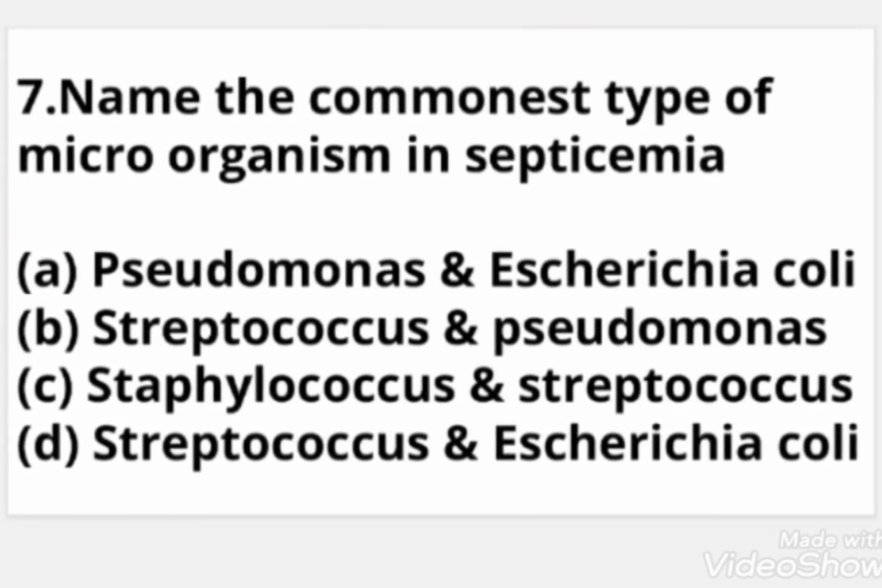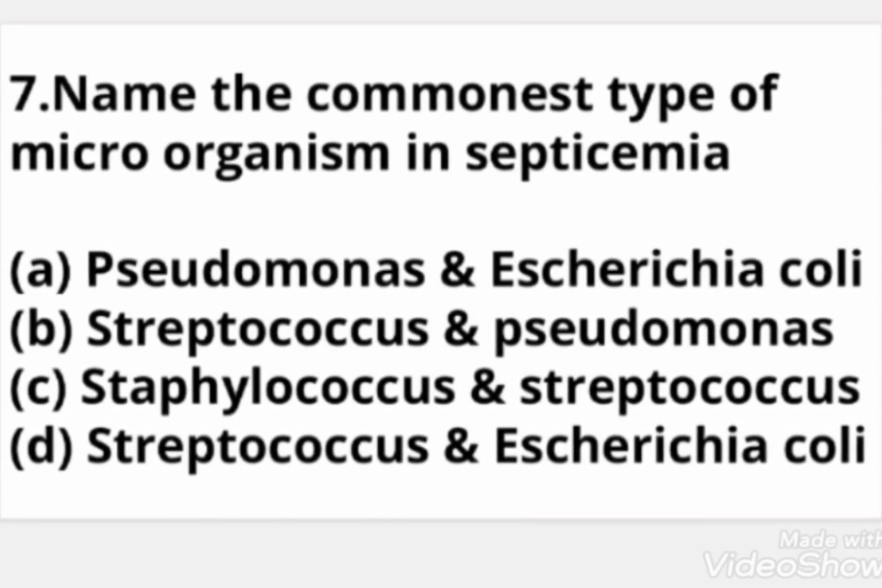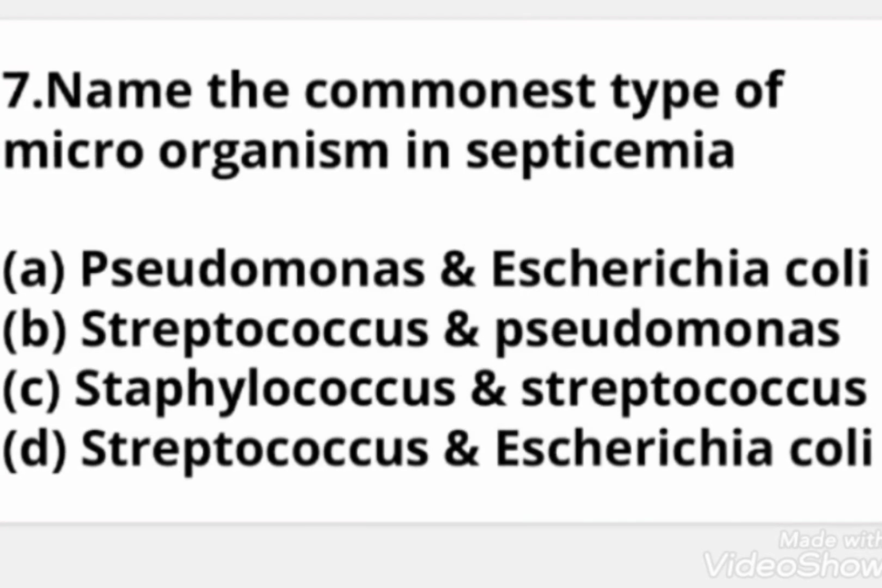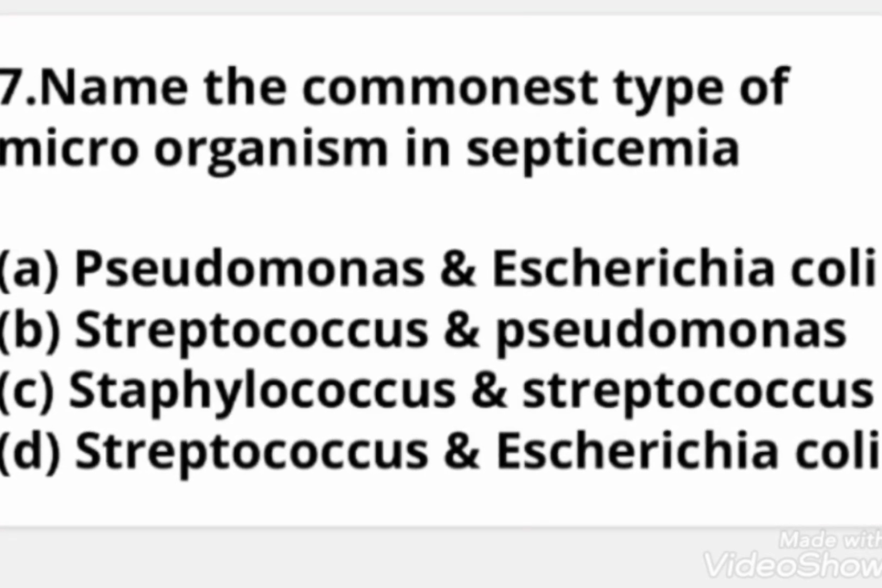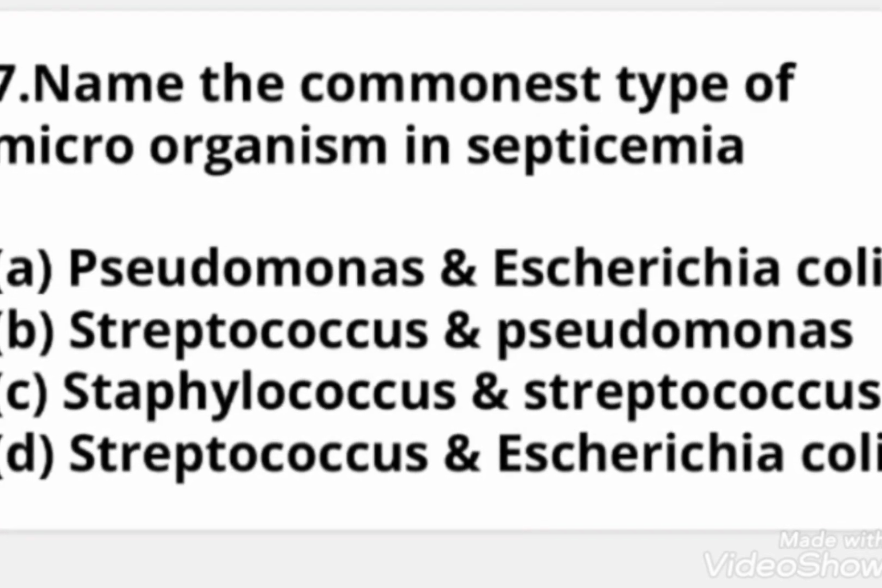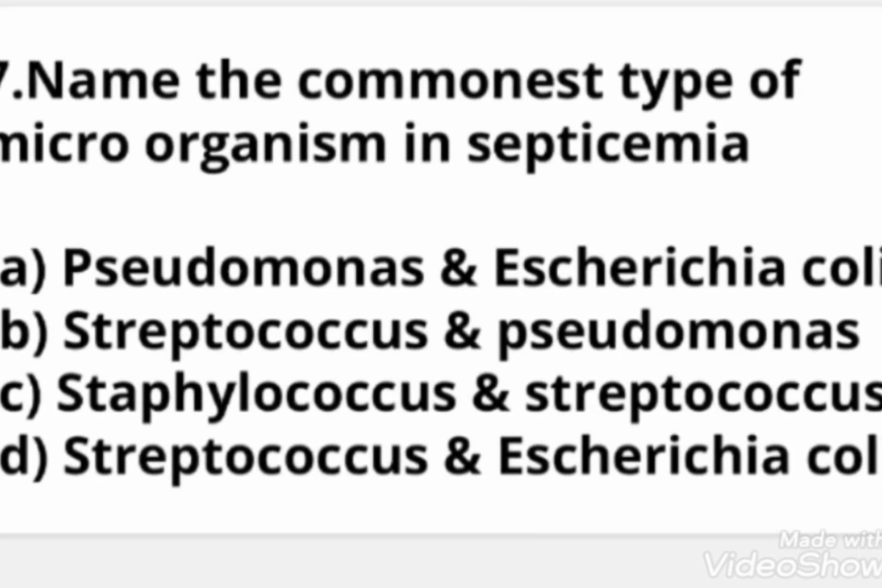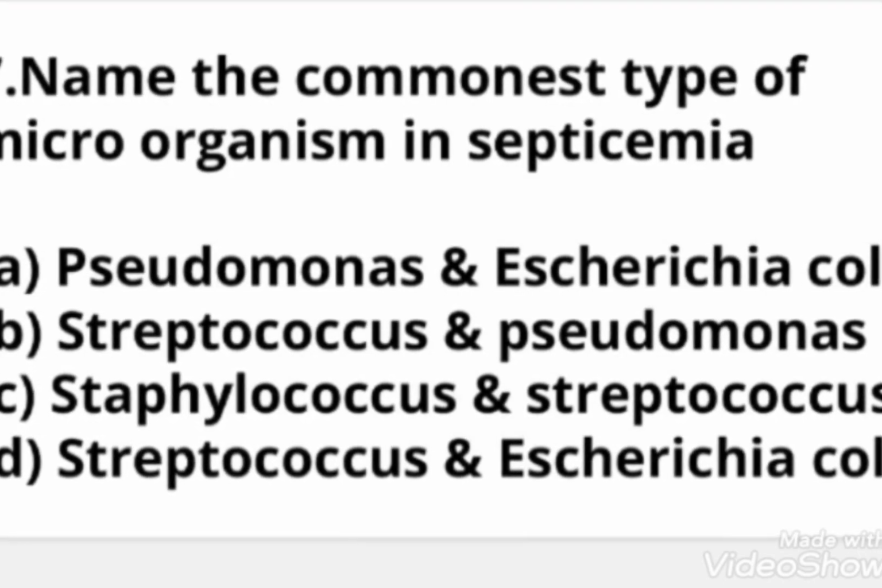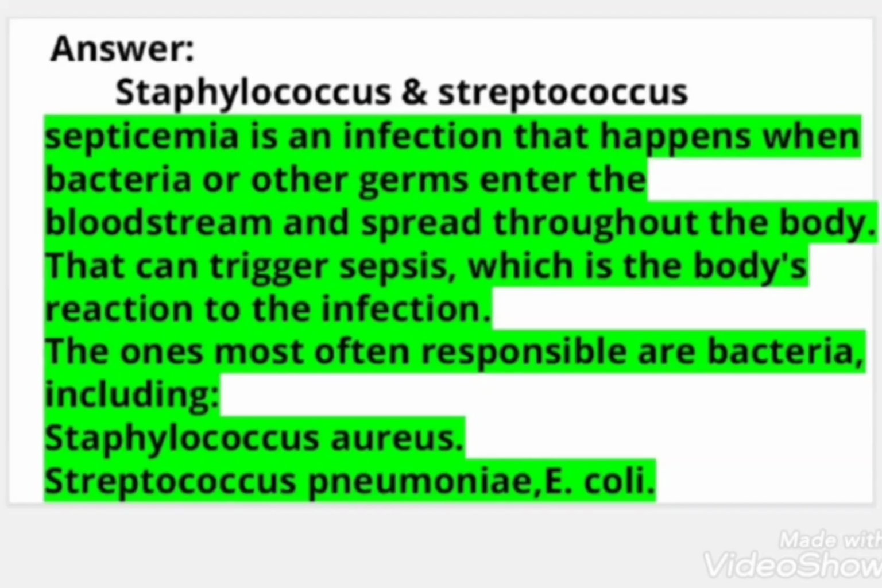7. Name the commonest type of microorganism in septicemia. A. Pseudomonas and Escherichia coli. B. Streptococcus and Pseudomonas. C. Staphylococcus and Streptococcus. D. Streptococcus and Escherichia coli.